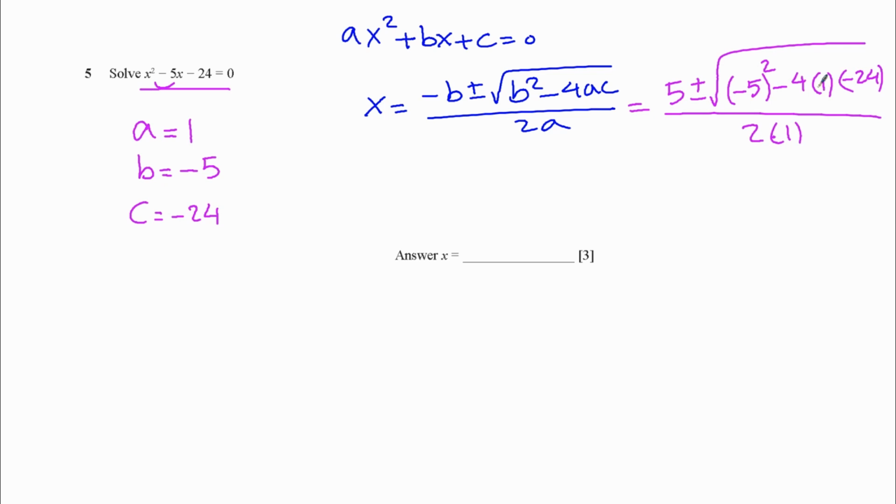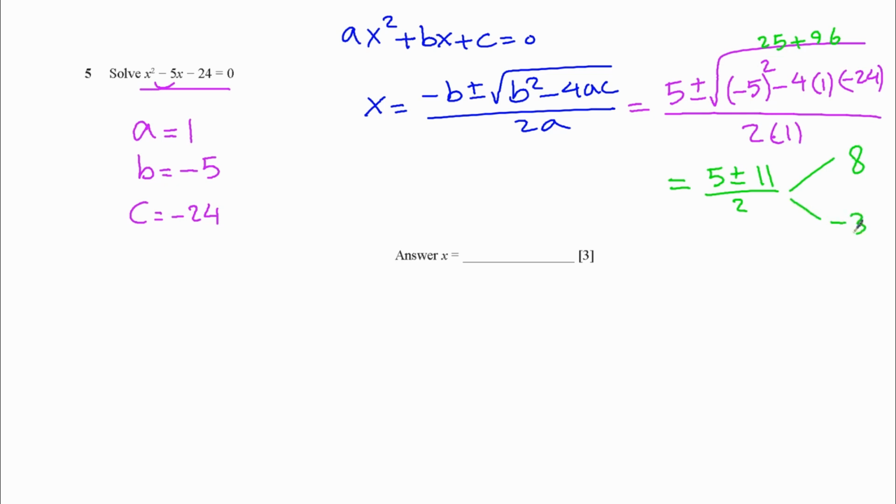But we have also another minus in here. So minus times minus would be a plus. So what we are really having in here is 25 plus 96. And that is 121, and the square root of 121 is 11. And so the answer in here would be 5 plus minus 11 divided by 2 times 1, which is 2. If we consider the plus, 5 plus 11 divided by 2 would be 16 divided by 2, which is 8. 5 minus 11 is minus 6, divided by 2 is minus 3.